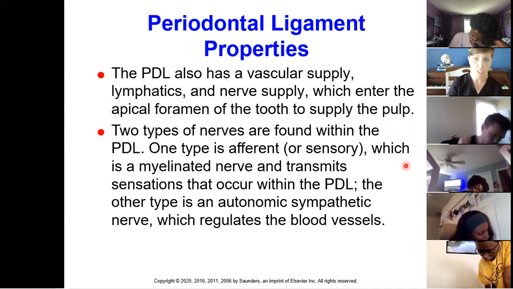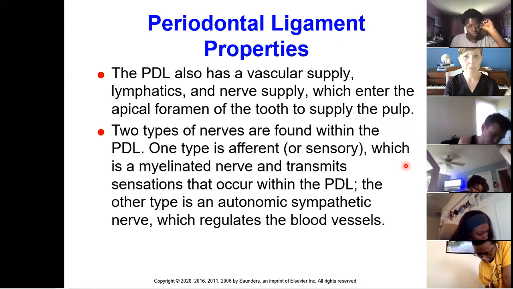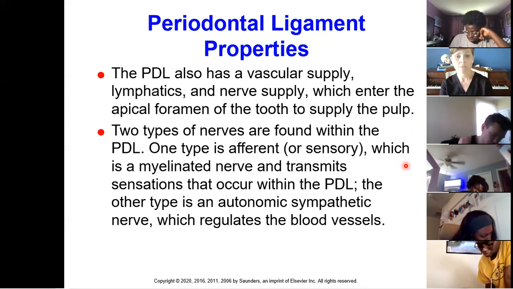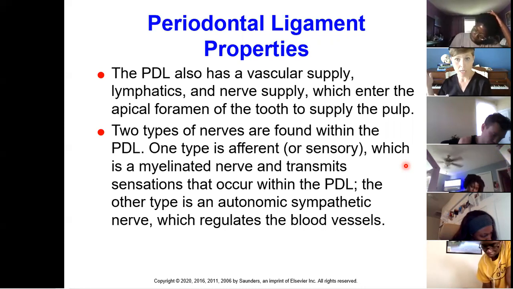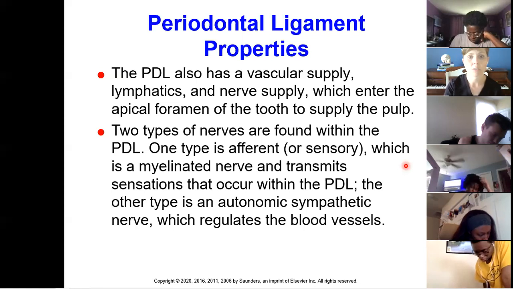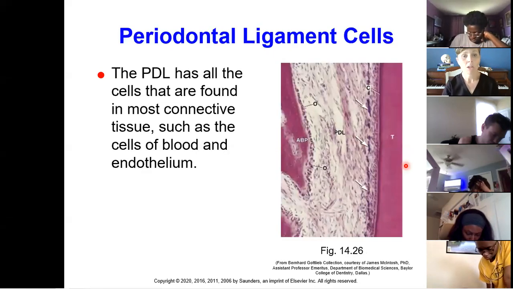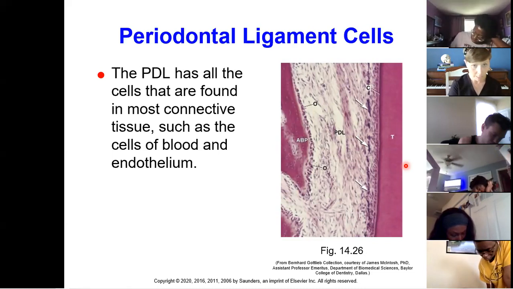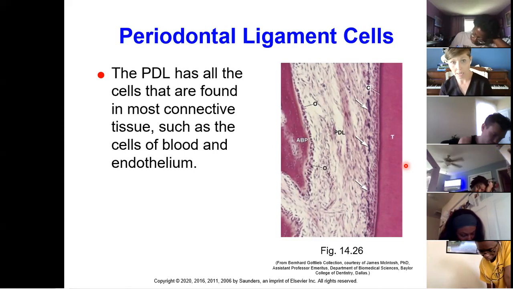There are two types of nerves found within the PDL. One is an afferent, which is sensory, which has the myelinated nerve and transmits sensation. The other type is an autonomic, which regulates the blood vessels. So they have their vascular supply, lymphatics, afferent nerves, and autonomic nerves. One is sensory, one regulates the blood vessels. All right. The PDL has all the cells that are found in most connective tissue, such as cells of blood and endothelium.